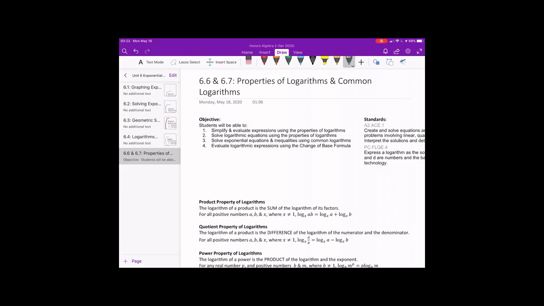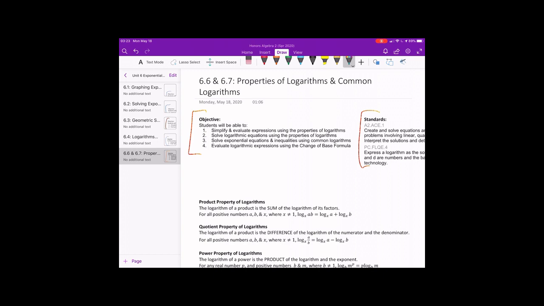Hey there, we're going to look at 6.6 and 6.7 today on the properties of logarithms and common logs. And so you'll see the objectives here for those four sections: being able to simplify and evaluate expressions using the properties of logs, solving logarithmic equations using the properties, solve exponential equations and inequalities using common logs, and to be able to evaluate logarithms using the change of base formula.